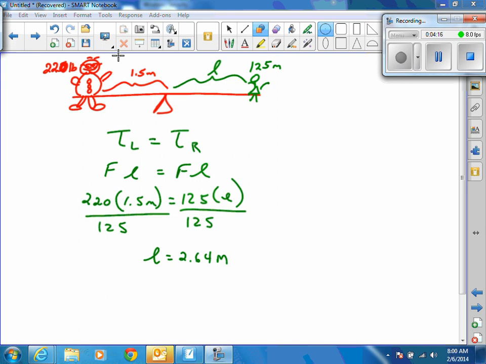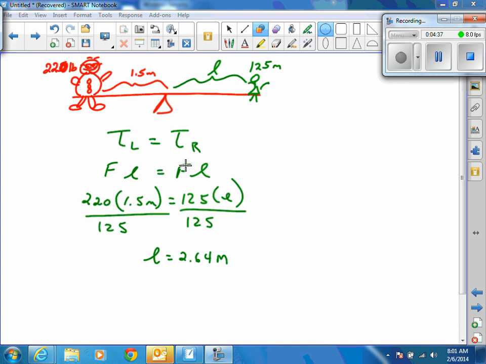Anyway, I placed the 220-pound man 1.5 meters away from the fulcrum, and you have to figure out where to put my beautiful wife over here in the green dress, who weighs 125 pounds. Now, she's very fit. So I'm figuring out how much distance to put her away. The torque on the left has to equal the torque on the right.